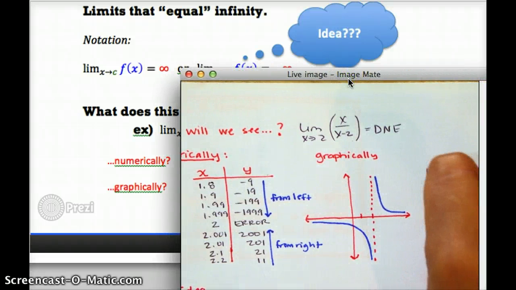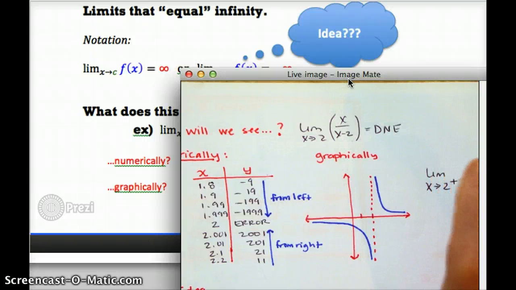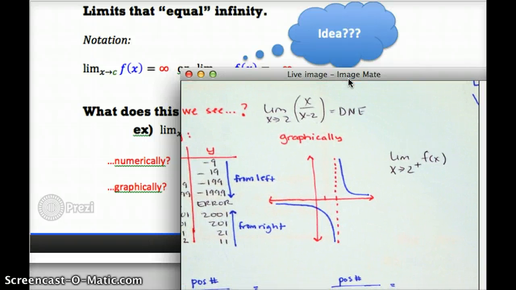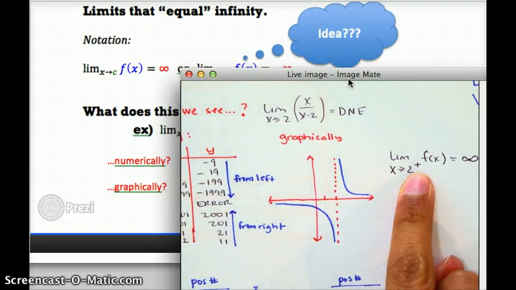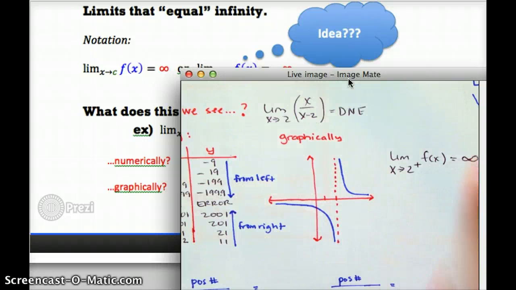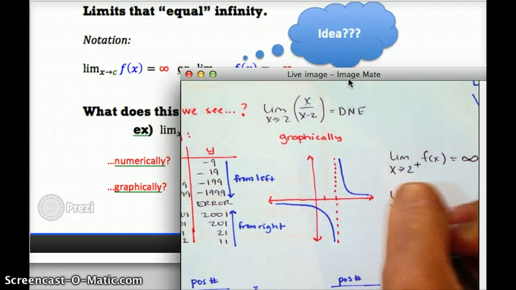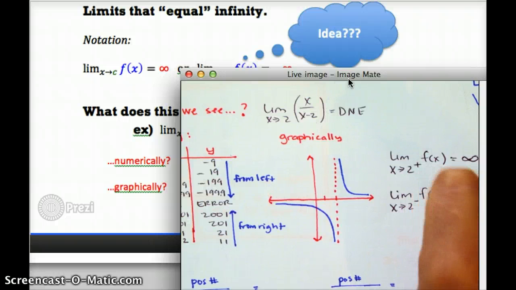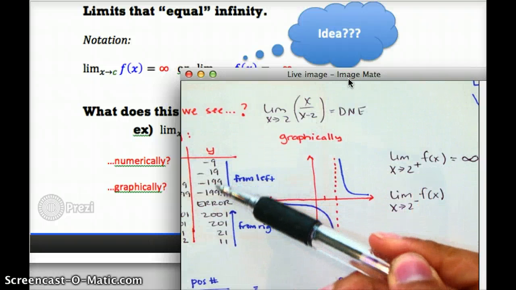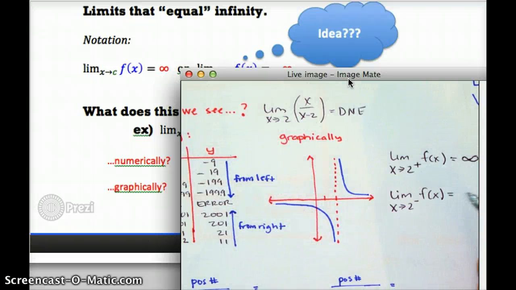We could say the limit as x approaches 2 from the positive side, and I'm just going to write f of x because you know what the function is. Well, if we just want to talk about the positive side, I would say the y values, when I'm coming from the right, seem to be getting really, really large. And that would indicate that from the right, the y values are going to equal infinity. From the left, the limit as x approaches 2 from the left-hand side, the y values in my table got very, very negative. So I would say the limit equals negative infinity.